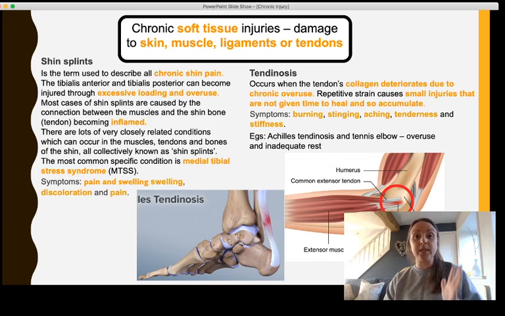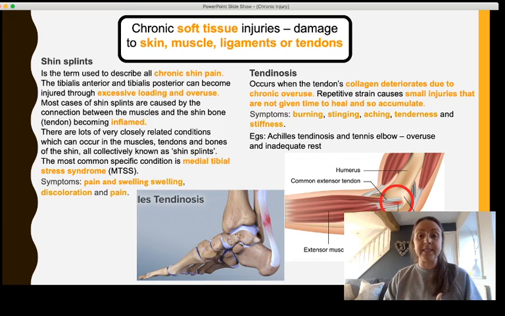Tendinitis is an acute injury to tendons. Tendinosis is a chronic injury to tendons. So tendons are those thick fibrous tissues made up almost wholly of collagen, and in tendinosis that collagen gets deteriorated over time due to overuse. Repetitive strain causes these small injuries in the tendons that don't get time to heal, and over time they accumulate and can make the tendon really quite irritated and sore.